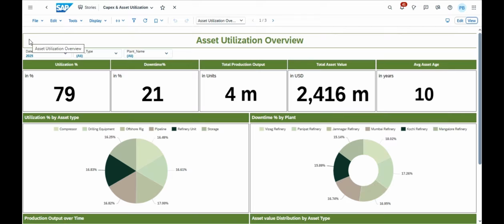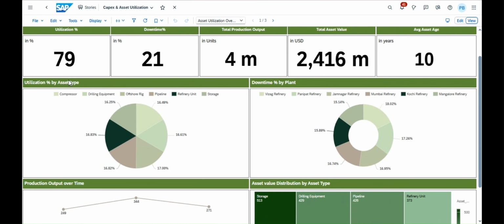Now, let's explore the visualizations that bring the asset insights to life. The utilization percentage by asset type pie chart highlights utilization distribution across asset categories, such as compressors, drilling equipment, offshore rigs, pipelines, refinery units, and storage assets, helping businesses identify highly utilized operational assets.